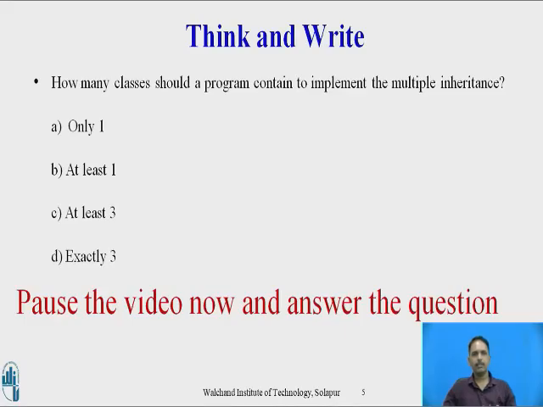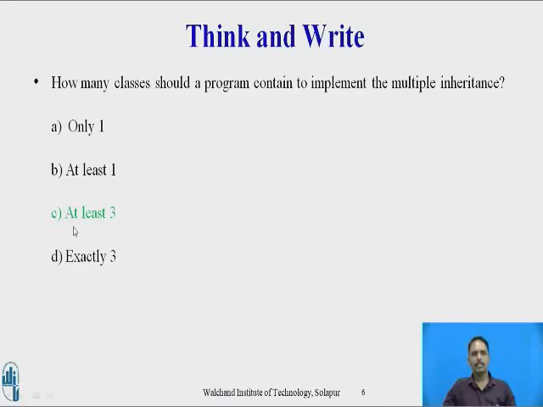So let us test ourselves. How many classes should a program contain to implement multiple inheritance? Pause the video, think and answer. Obviously the answer is at least 3 classes are required, because 2 classes will act as parent classes and 1 class will act as a child class. If the child class is trying to extend class 1 and class 2, that becomes multiple inheritance.